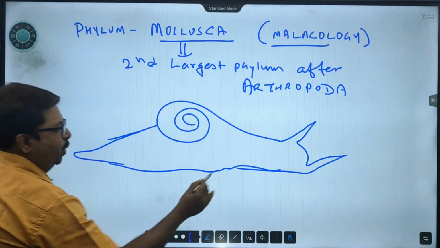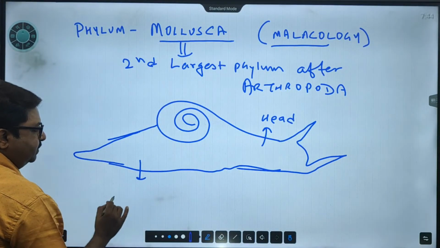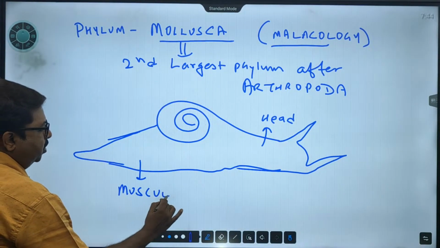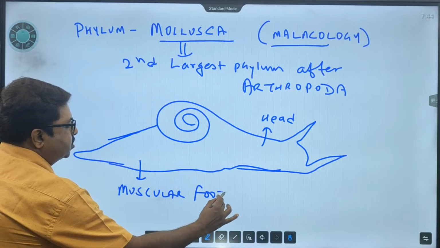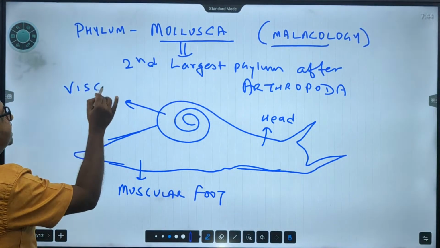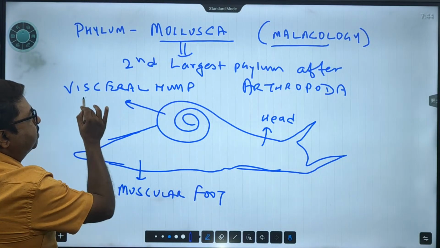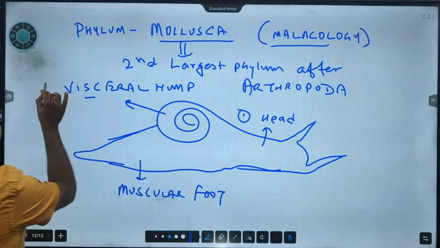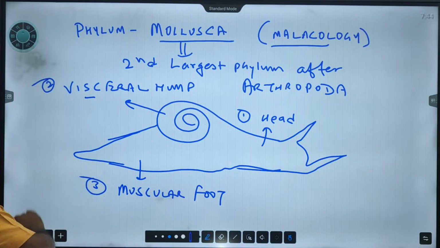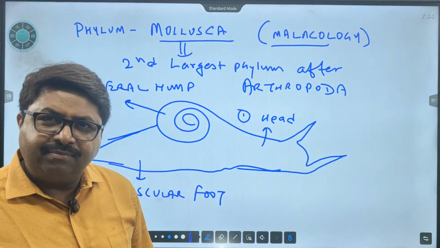So the body is divided into head, and this one is what? Muscular foot. This is called the muscular foot. What is this structure? This is called the visceral hump. So the body has head, visceral hump and muscular foot. Done? Very good.